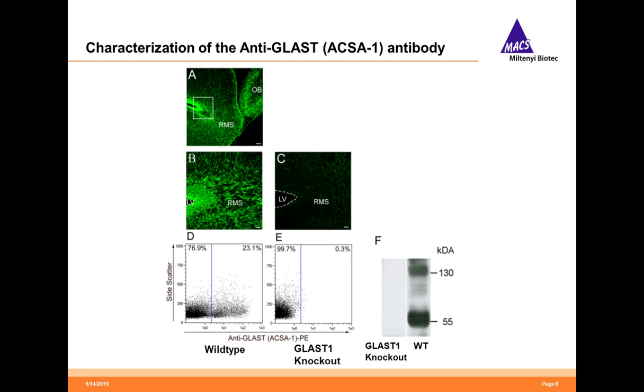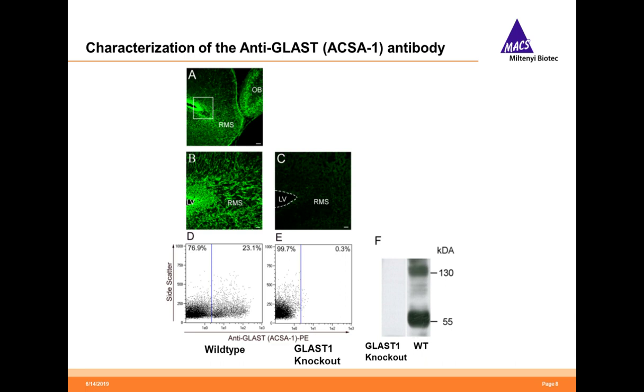In this slide, you see an immunohistochemical staining of a sagittal brain section of P1 wild-type mice with the anti-GLAST antibody in A and B. In that case, GLAST immunoreactivity was detected throughout the whole brain. But in contrast, no staining was observed in brain sections derived from GLAST knockout mice, as you see in C.